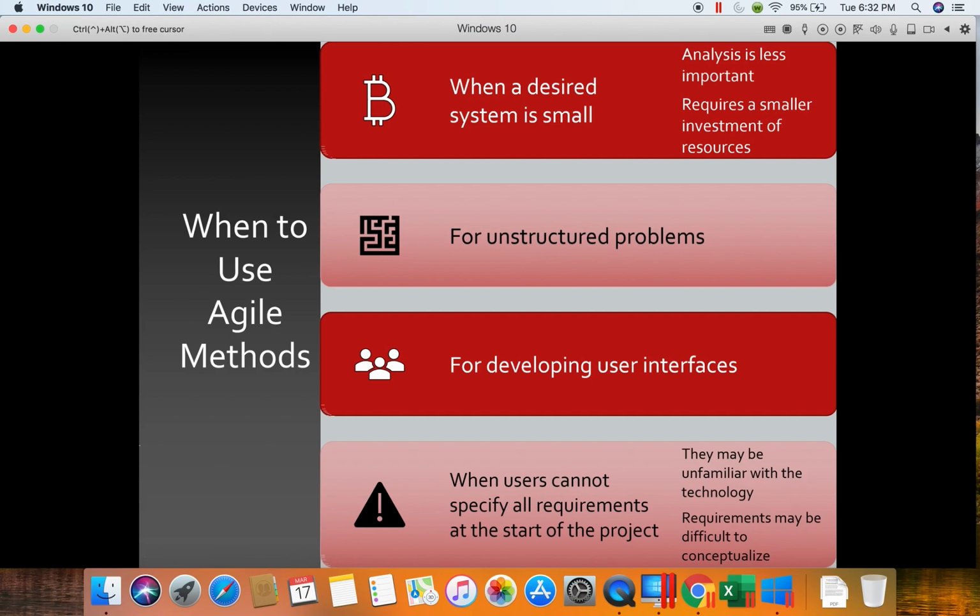So when do we want to use Agile methods? Agile methods are an efficient approach to the development of a system when it is small, when it deals with fairly unstructured problems, and when the users cannot clearly specify all of the requirements at the beginning of the project. So the requirement list has to kind of grow as they start working with things and seeing what their options are. These are times when it's effective to utilize these Agile methods.